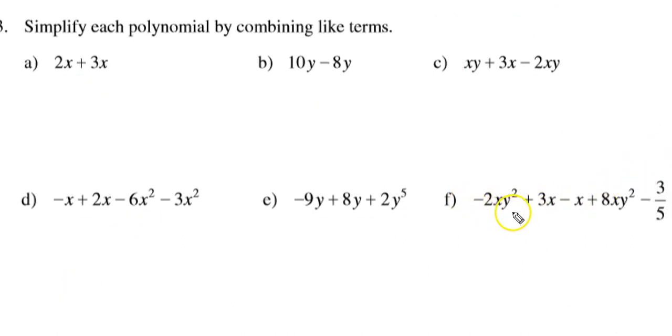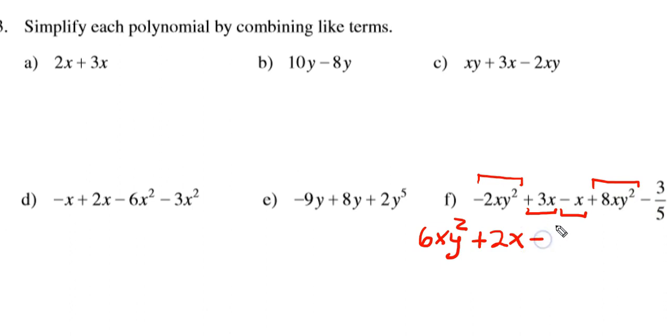Now for letter F, we have to identify our like terms. Well, this is 1 and this is 1. So we have a negative 2 and a positive 8 leaves us with a 6xy squared. And then this is 1 and this is 1. So there's a negative 1, positive 3 will leave us with a plus 2x. And then there's nothing else for this, so this just gets 3/5. And generally you put the higher powers and have some kind of order to it.